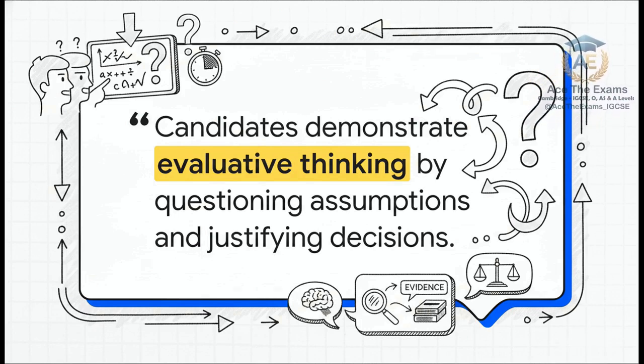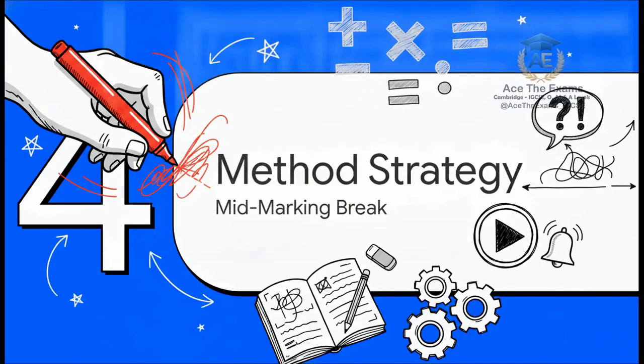Recognizing these subtle restrictions shows me, the examiner, that you aren't just blindly applying identities like a robot, but that you are truly evaluating the mathematical landscape of the problem. That's the difference between a dropped mark and a flawless paper. Phase 4, mid-marking break and the method mark strategy.